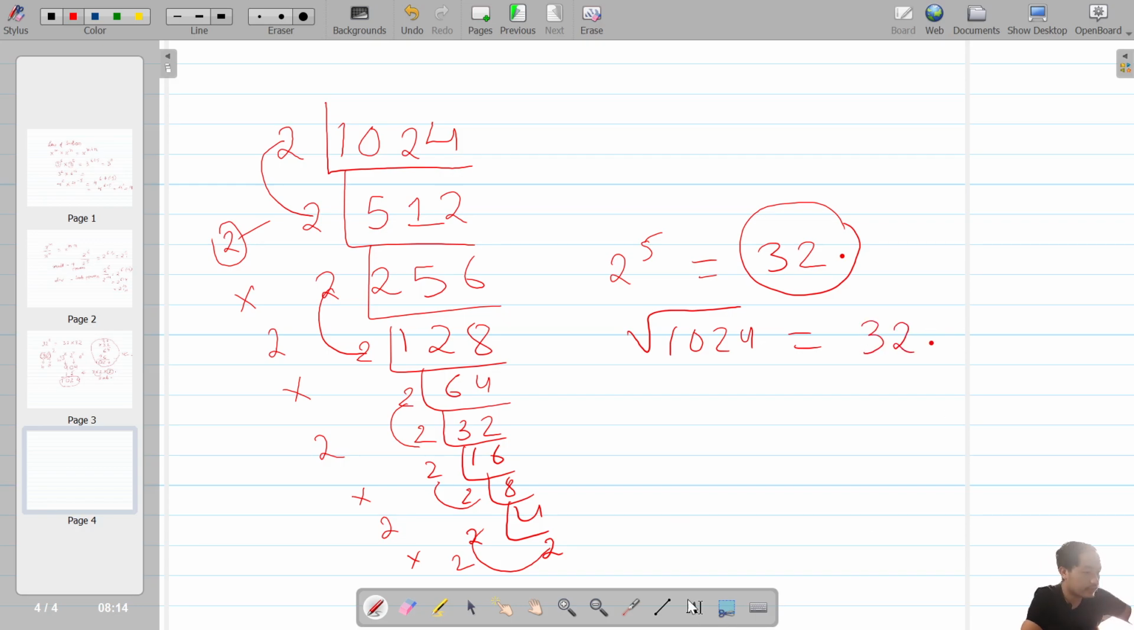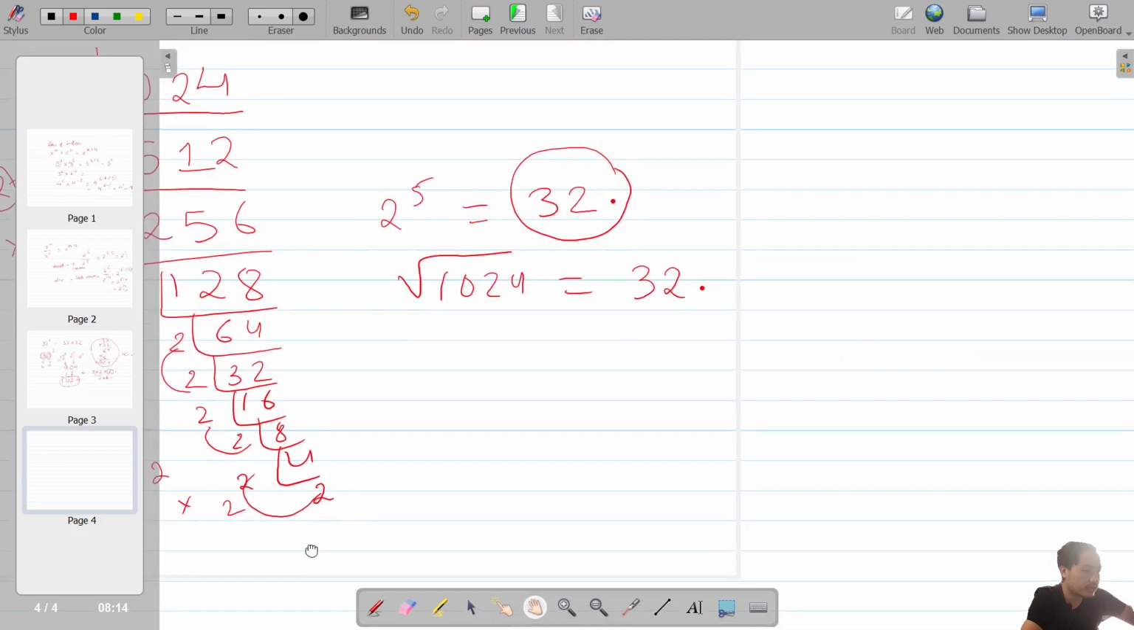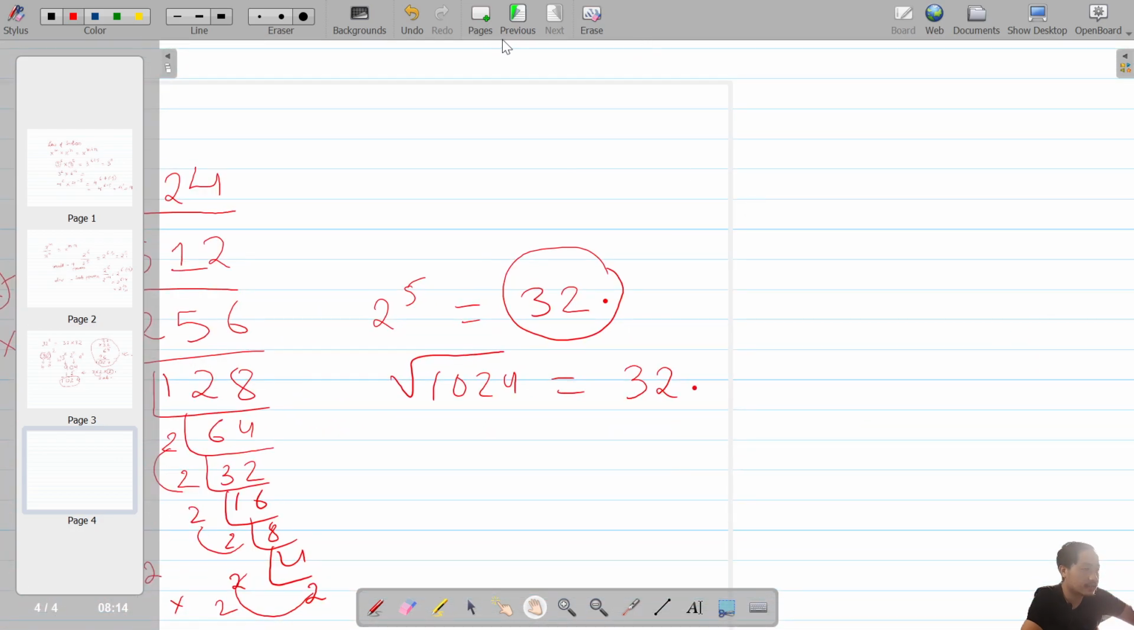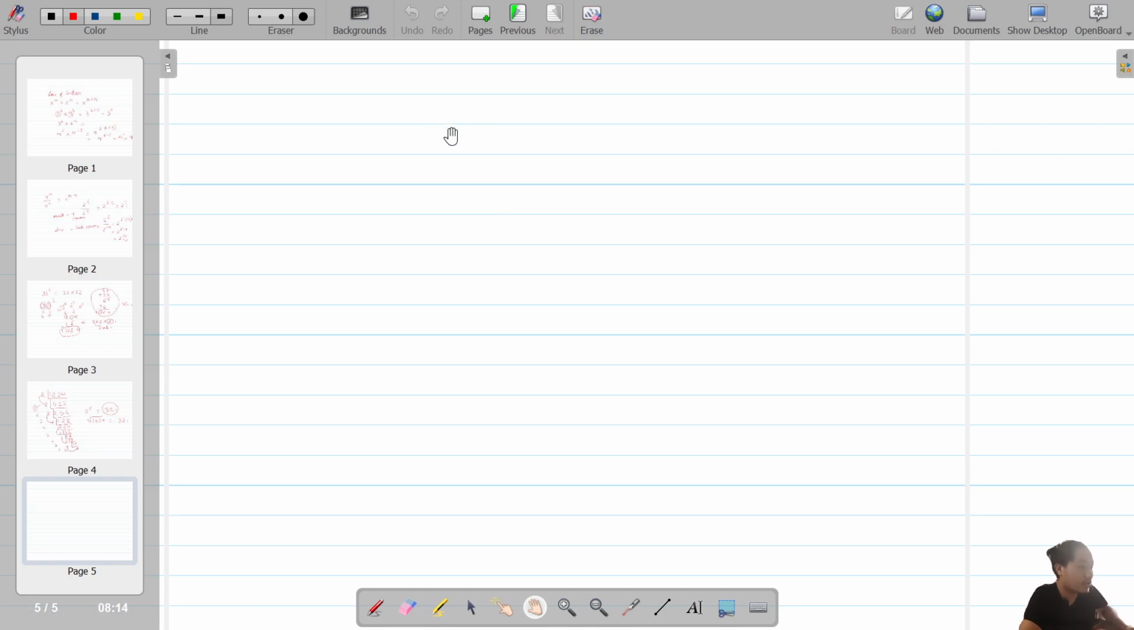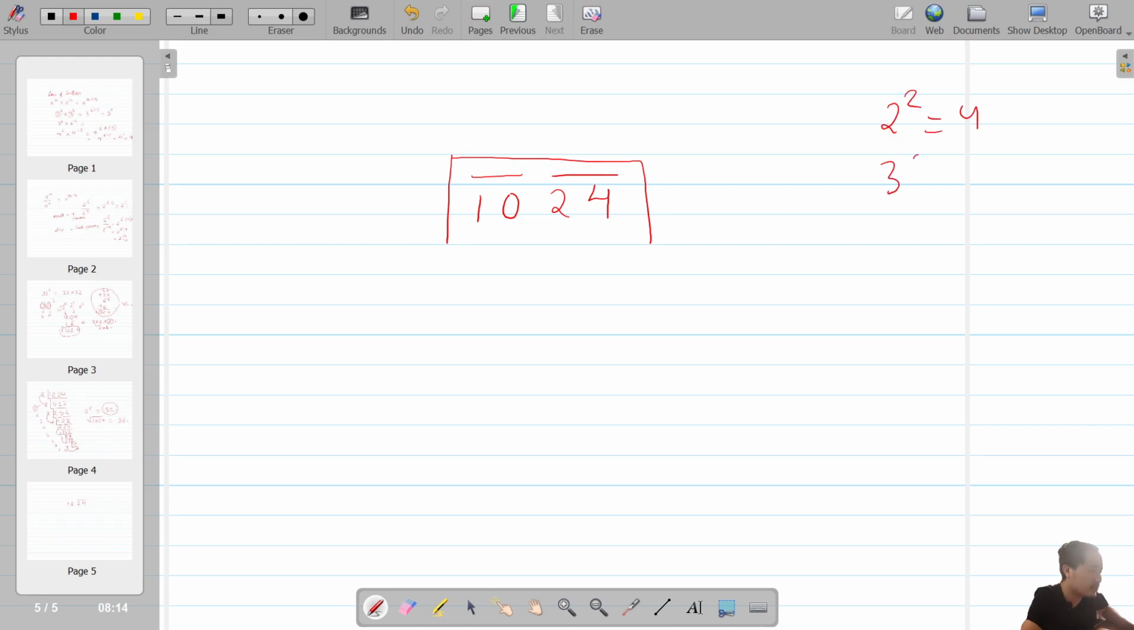Now similarly, if I have to use another method, let me just go to another page. Long division method. If I have to use your long division method, what I will do is I'll write down 1 0 2 4. I will pair them up in twos and see which square will be closest to the number given. Now 2 square is 4, very far. 3 square is 9, very close to 10. 4 square is 16. I cannot take this because this is greater than 10. So I will take this particular value.